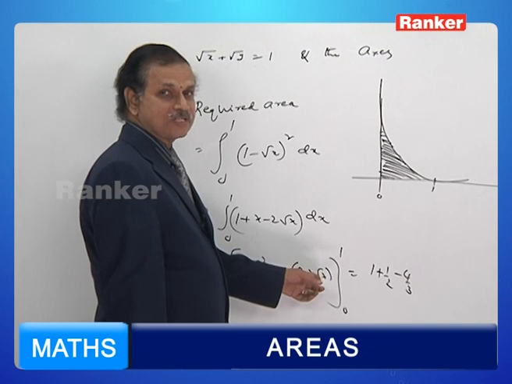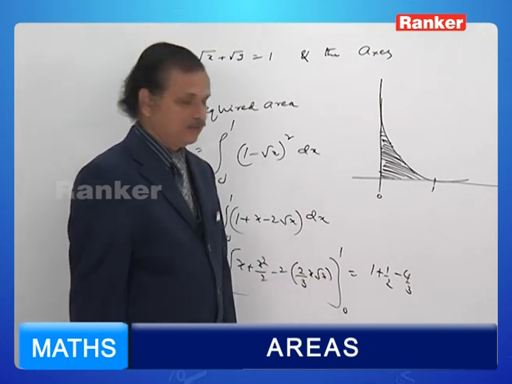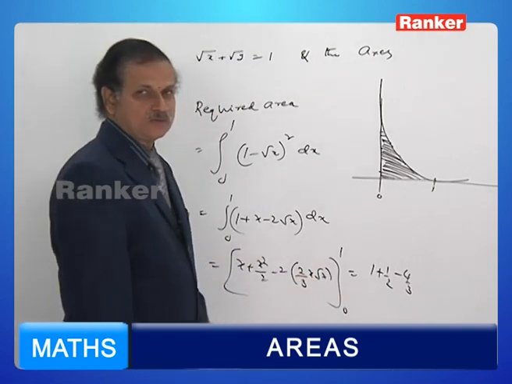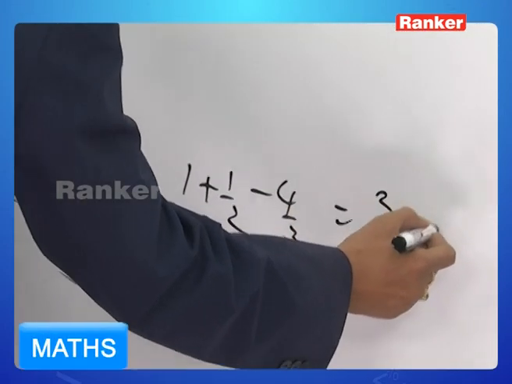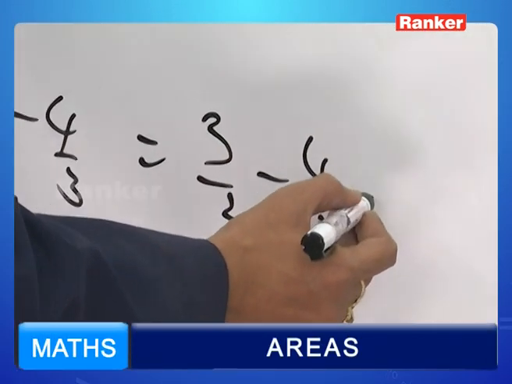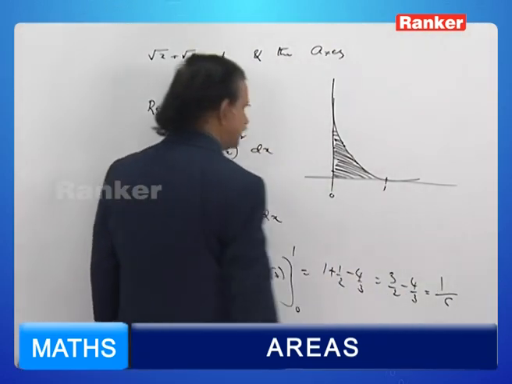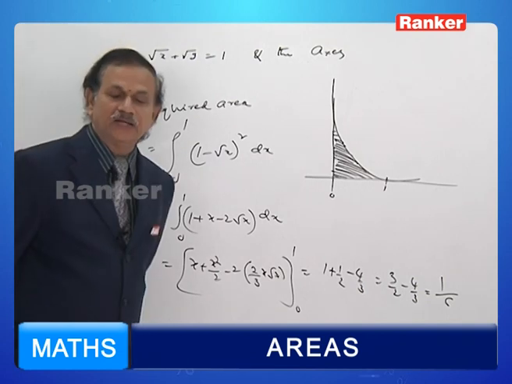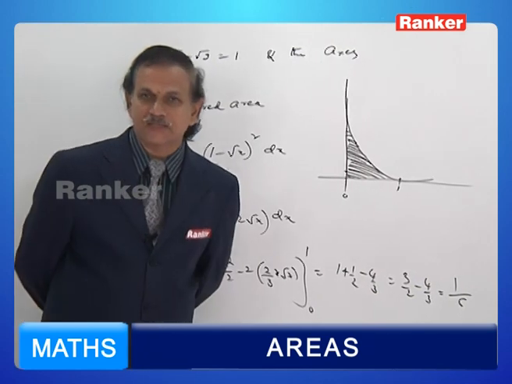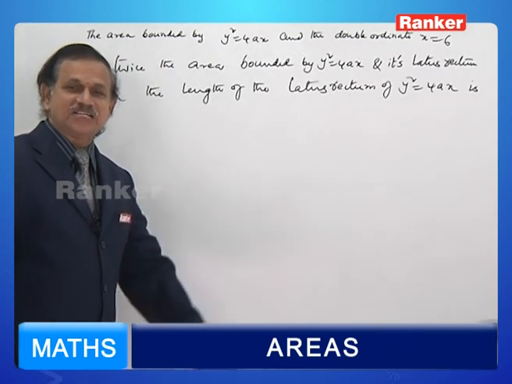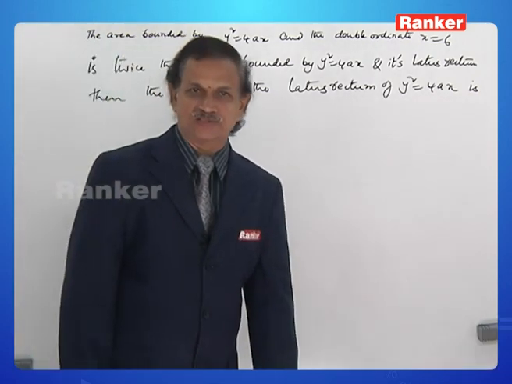We are substituting 1 in the place of x, that is, we are using the upper limit in the beginning. Minus, if you put x equal to 0, ultimately it will be 0. Hence, this is 3 by 2 minus 4 by 3. LCM is 6. 9 minus 8 is 1 by 6. So, here also, again, the answer has become 1 by 6. Go through that. A lengthier question, but a very, very simple answer.